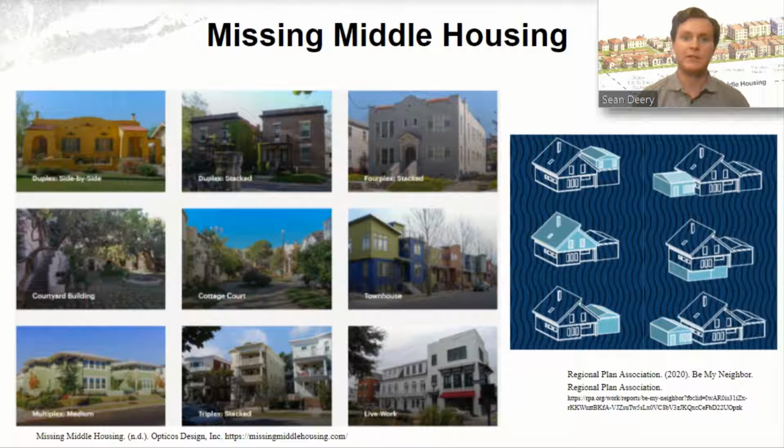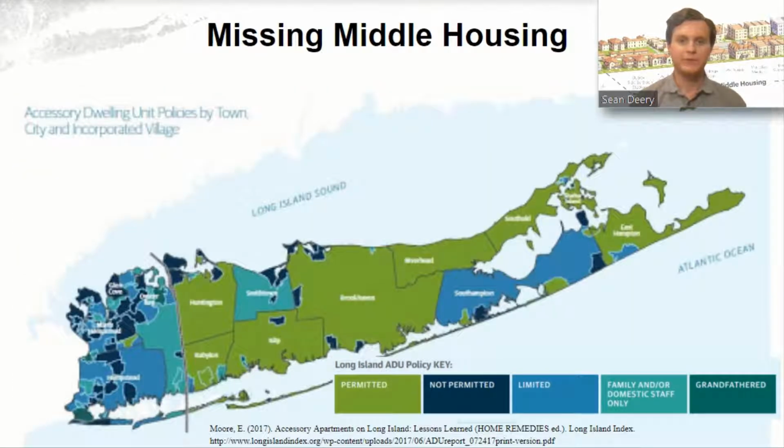Long Island contained 809,000 single-family, detached housing units in 2016. If only 5 to 10% of these single-family homes successfully added an ADU, 40 to 80,000 housing units could be created without using any additional undeveloped land. As you can see, each town and village is at a different stage of ADU acceptance.